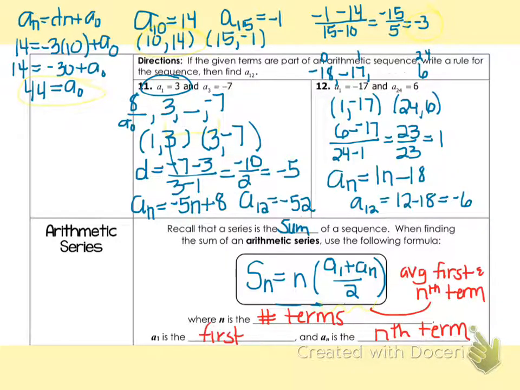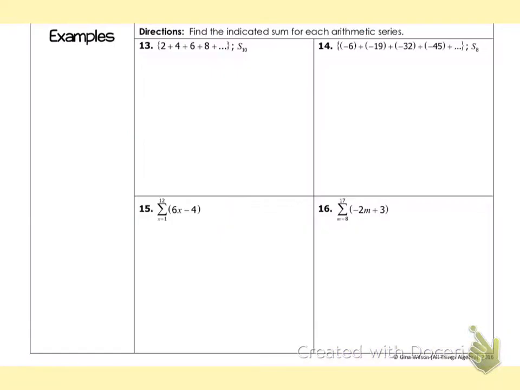So we're going to go ahead and test out that formula and see if we can find the arithmetic series or sum that's indicated. Looking at this first example, number 13, it says that they want me to find s sub 10. So s sub 10 is the sum of the first 10 terms. Now I don't have the first 10 terms listed here.